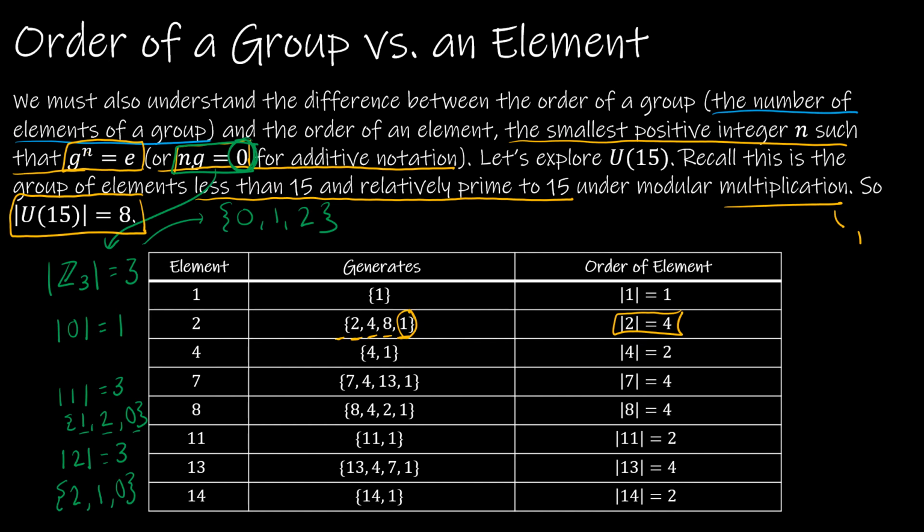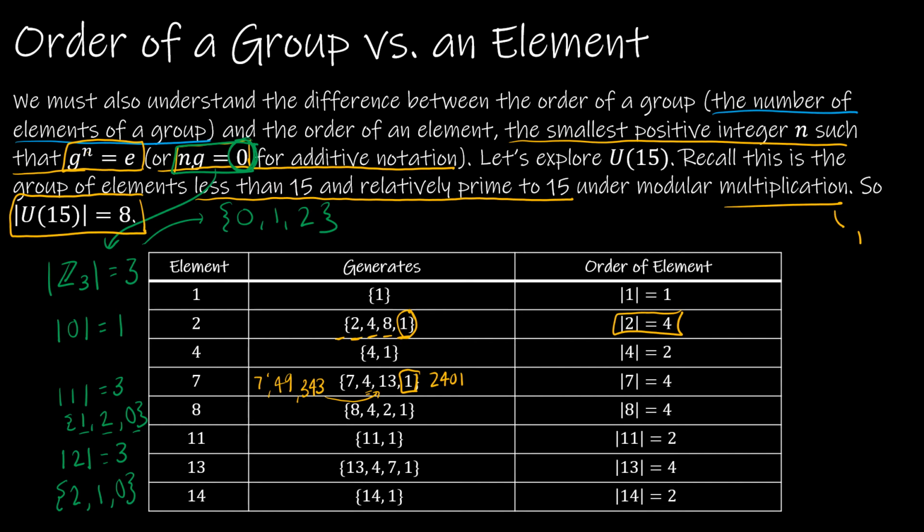Now let's look at 7. So 7 to the first is 7. 7 squared is 49, right? But 49 mod 15 is 4. And then 7 to the third is 343, but again, we have to do mod 15. That gives me 13. And then 7 to the fourth is 2,401. That's when I get back to 1 mod 15.